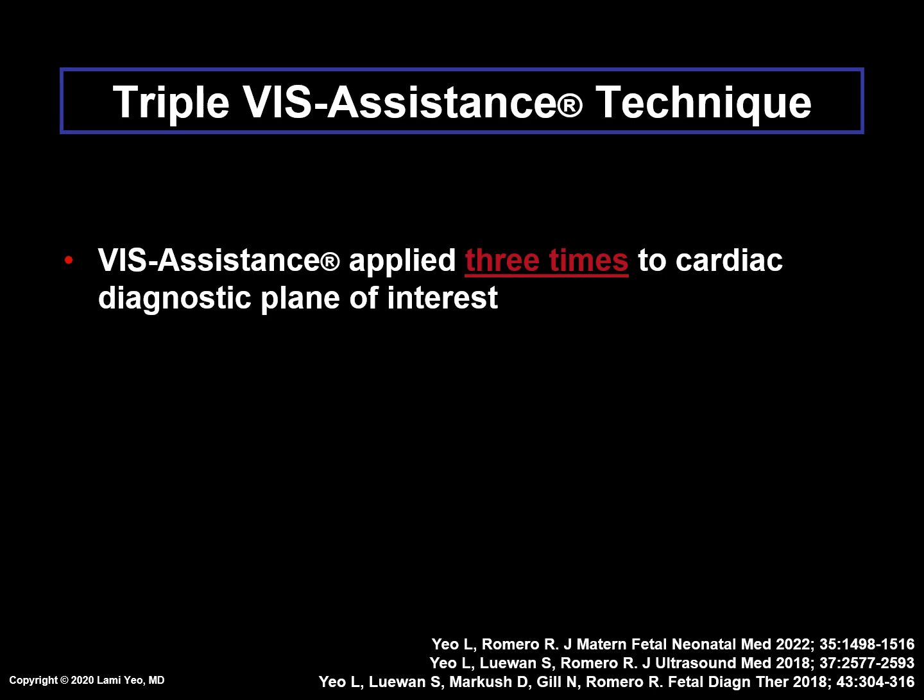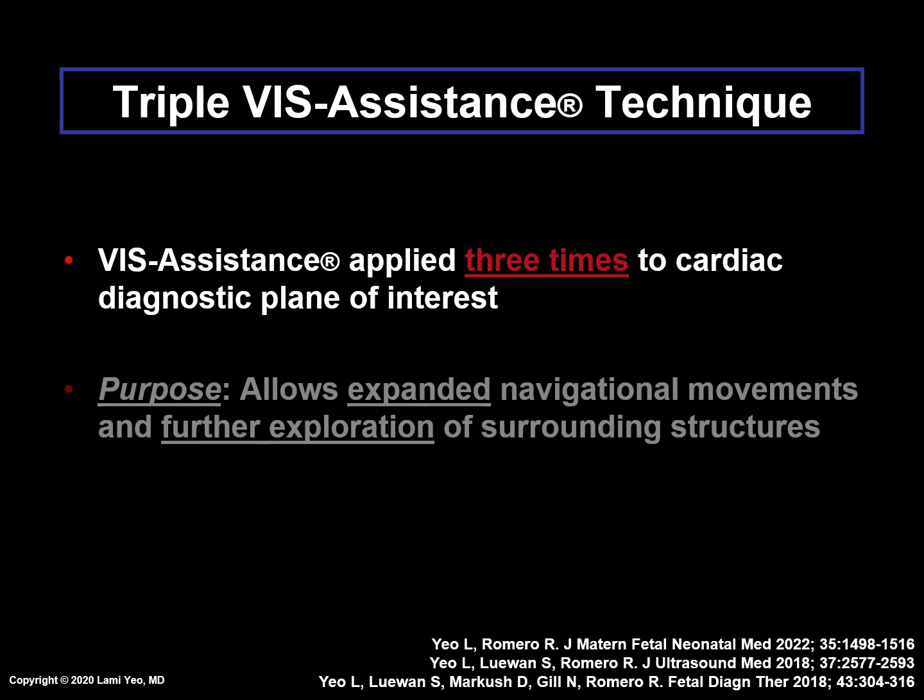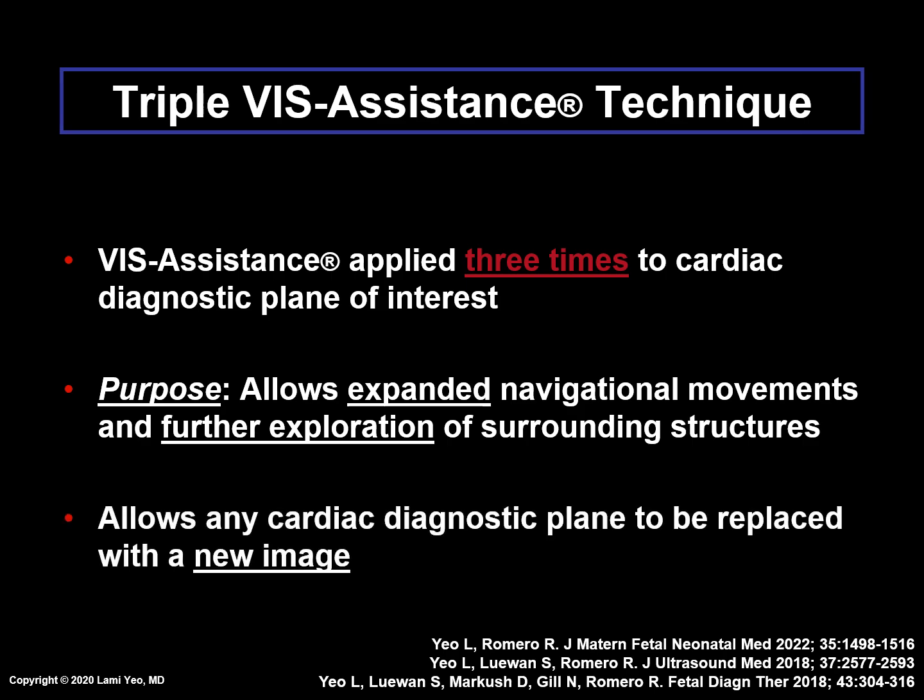Therefore, the triple VISA Assistance technique is when VISA has been applied 3 times to a cardiac diagnostic plane of interest. The purpose is to allow expanded navigational movements and further exploration of surrounding structures as compared to VISA being activated only once or twice, which is double VISA Assistance. In addition, triple VISA Assistance allows any cardiac diagnostic plane to be replaced with a new image.